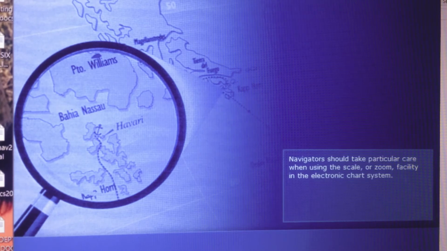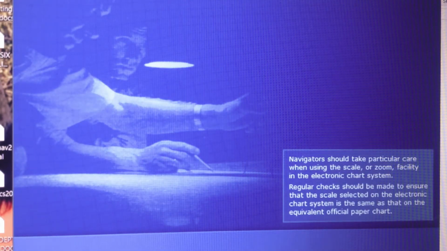Navigators should take particular care when using the scale or zoom facility in the electronic chart system. It is all too easy to zoom in and effectively select a larger scale than the one used for the compilation of the data. This could create a false impression about the reliability of the charted data. Regular checks should be made to ensure that the scale selected on the electronic chart system is the same as that on the equivalent official paper chart.